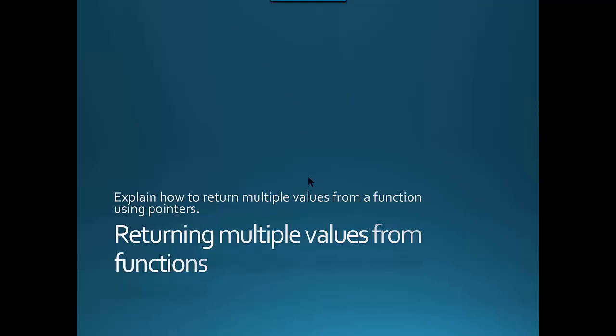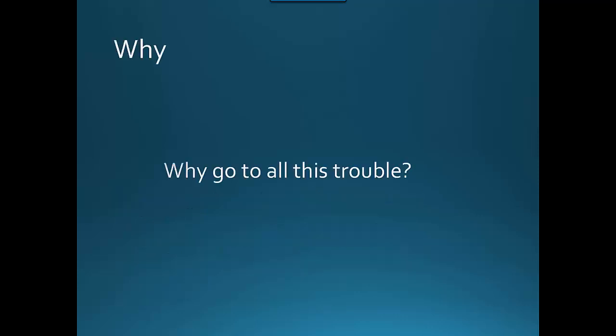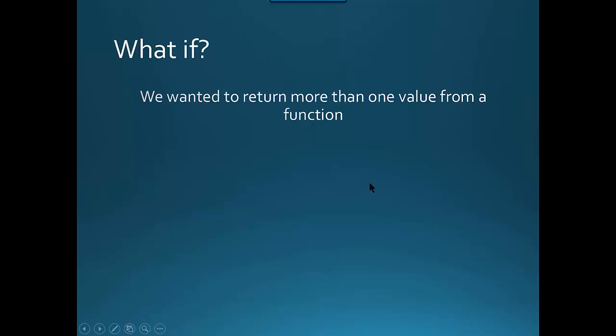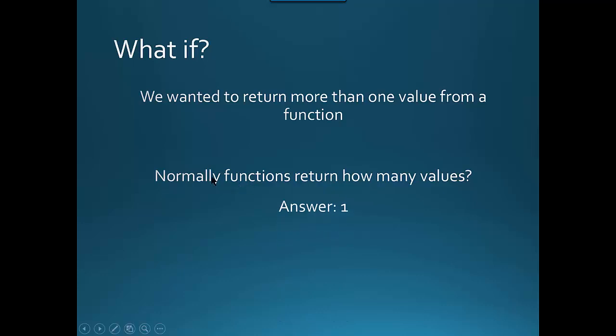So why would we want to do this? Why go to all this trouble? Well, what if we wanted to return more than one value from a function? And so how many values does a function normally return? Think of the answer and hit continue. And the answer is 1. Functions normally only return one value.